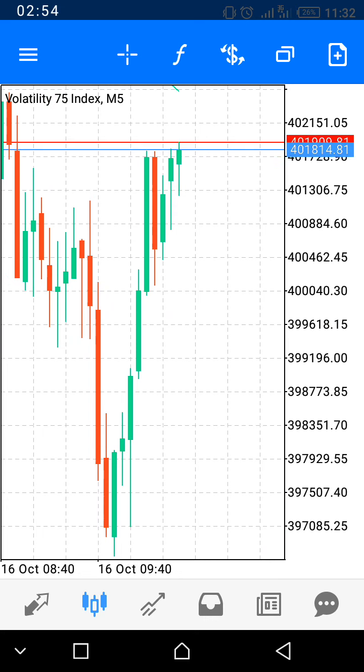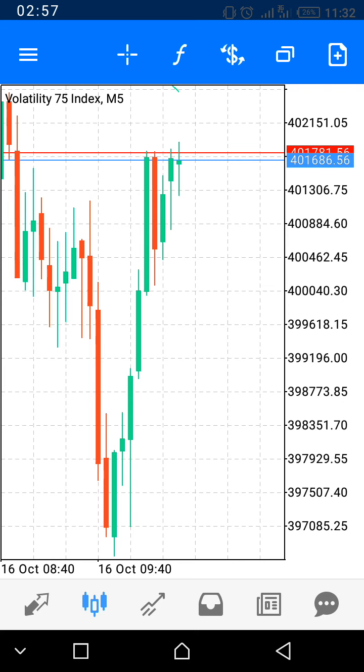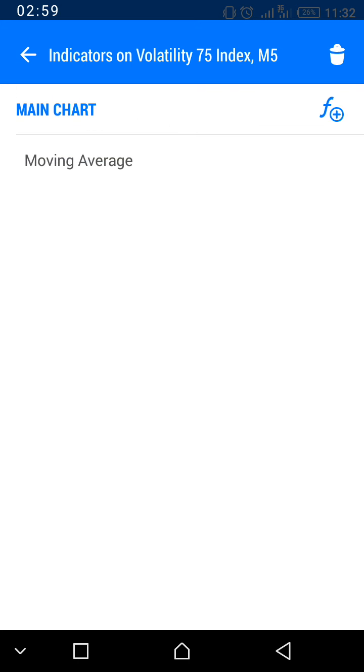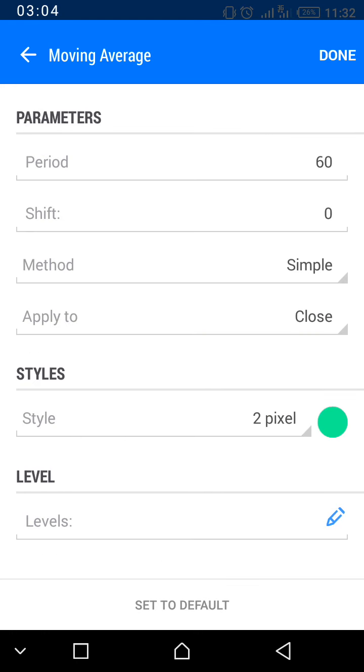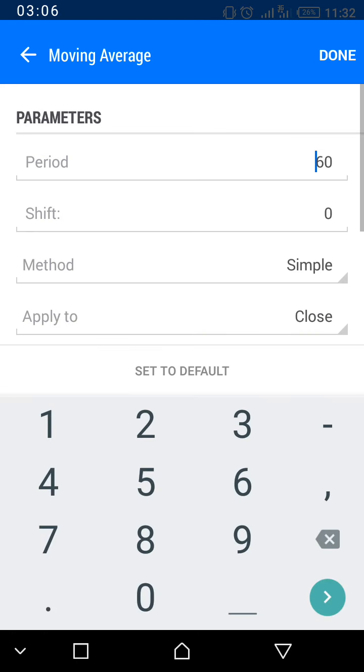Next, you click on this F function to add indicators. You click on F plus here. Then select moving average. The next one is 360.